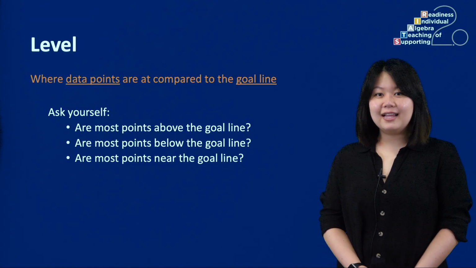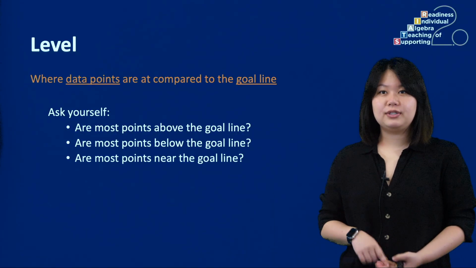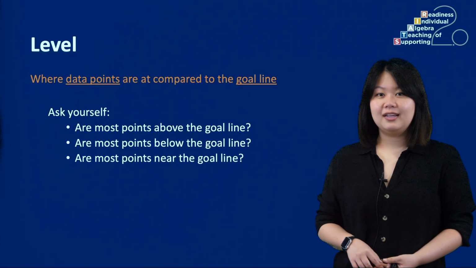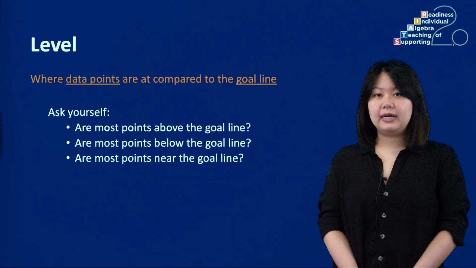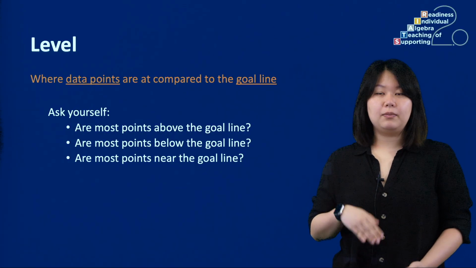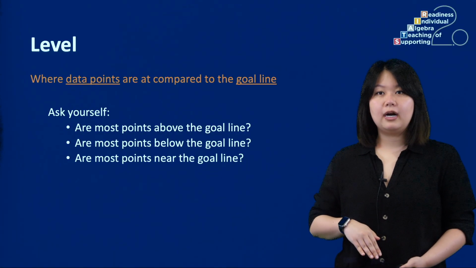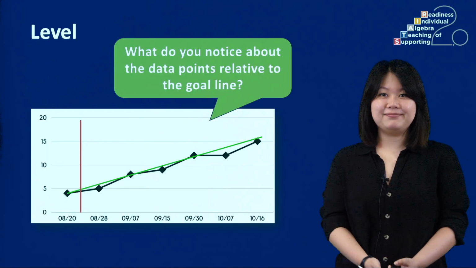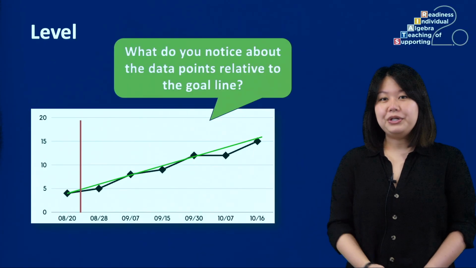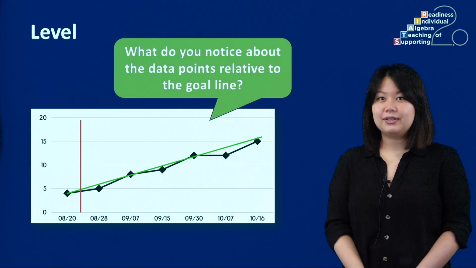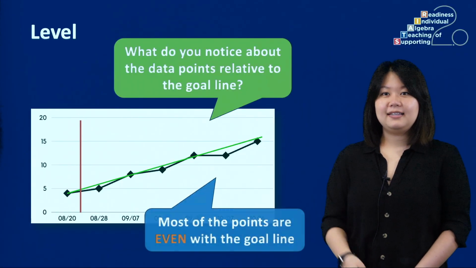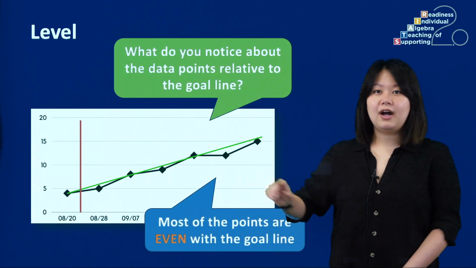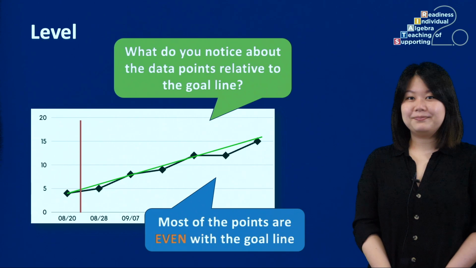So let's take a look at level, where we are looking at student data points compared to the goal line. We can ask ourselves, are most points above the goal line? Are most points below the goal line? Or are most points near the goal line? Looking at this graph, what do you notice about the data points relative to the goal line? You might see that most of them are pretty even with the goal line.